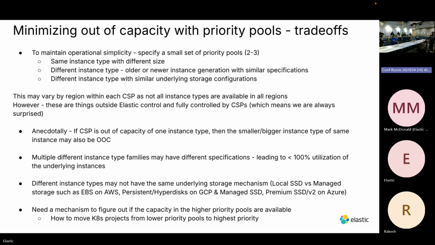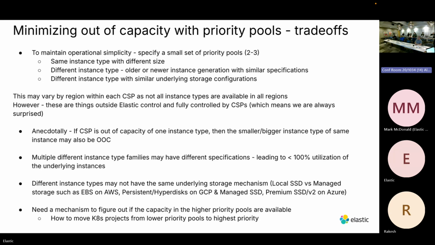Anecdotally, what we have seen is if a CSP is out of capacity for one instance type, then the smaller and bigger sizes of that instance type are also out of capacity, right? Which means you have to pick your different priorities from outside the same boundary. If you have different families with different specifications, you would end up with less than 100% utilization of the underlying instances, which means your cost would balloon if you're running more workloads on P1 and P2, right?